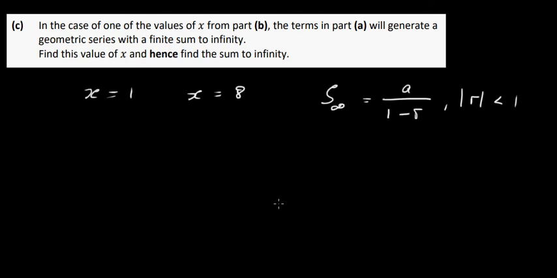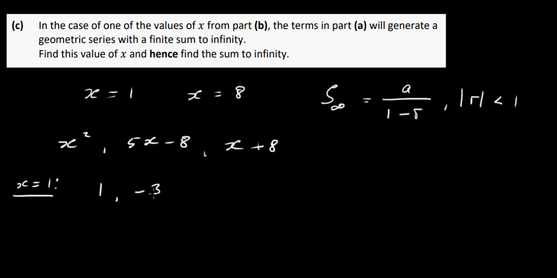We know that our 3 terms from part A are x squared, 5x minus 8, and x plus 8. Now we only have 2 options here. We can say x is equal to 1. So if x is equal to 1, our 3 terms would be 1 squared, which is 1, 5 ones are 5, minus 8, which is minus 3, and then 1 plus 8 is 9.